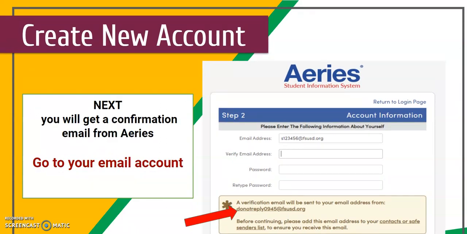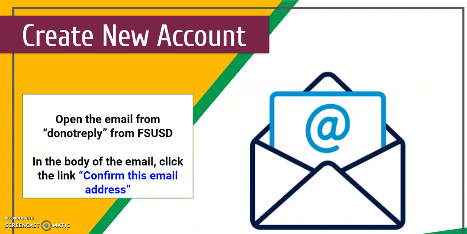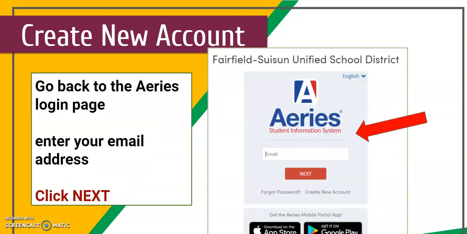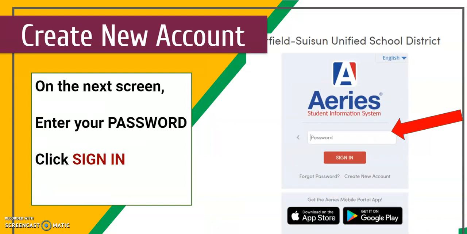You will then get a confirmation email from Aries, so you're going to go to your email account. Once you're in your email account, you'll see an email that says Do Not Reply sent from FSUSD. Open that up, and then in the body, you will click the link that says Confirm this email address. Once you've confirmed, you will go back to the Aries login page, enter your email address and click Next. On the next screen, you will enter your password and click Sign In.